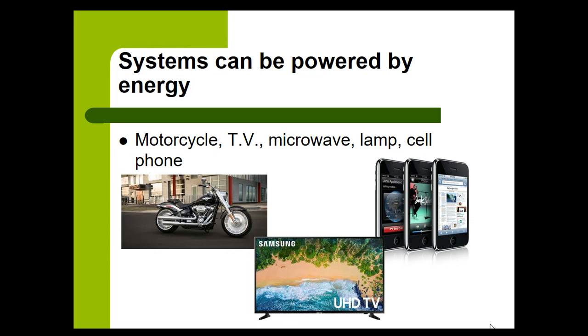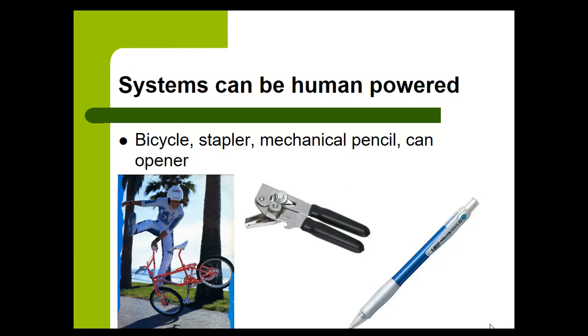Systems can be powered by energy, like our motorcycle. It's powered by gasoline. Our cell phone is battery powered, which uses electricity to create what we want it to, or even our TV, which we plug in and uses electrical power. Systems can also be human powered, like a bicycle or a can opener or a mechanical pencil. Those are all things that require humans in order to make something move or work.